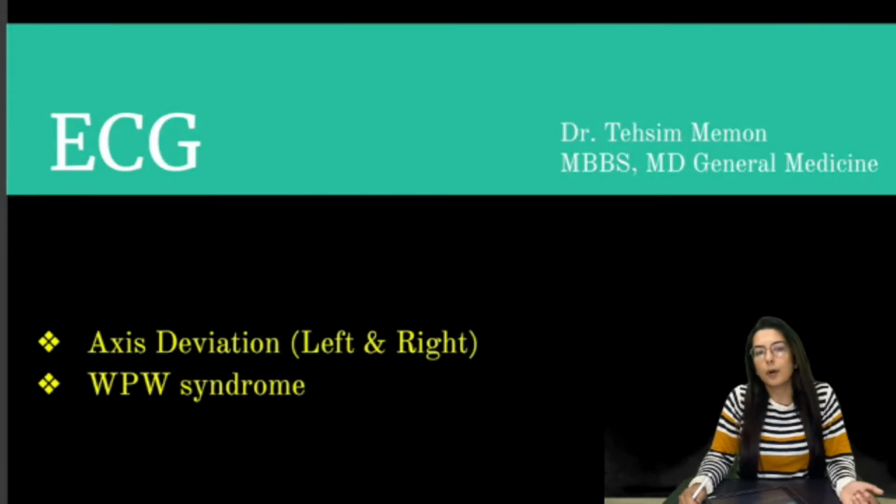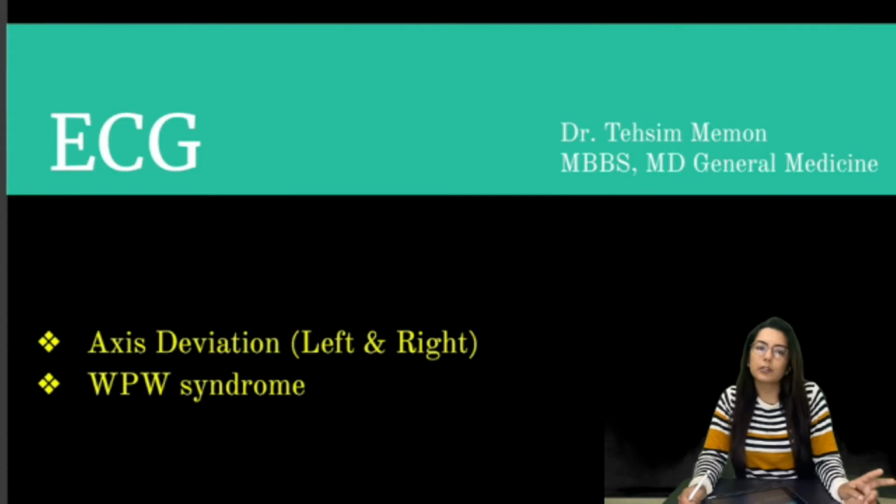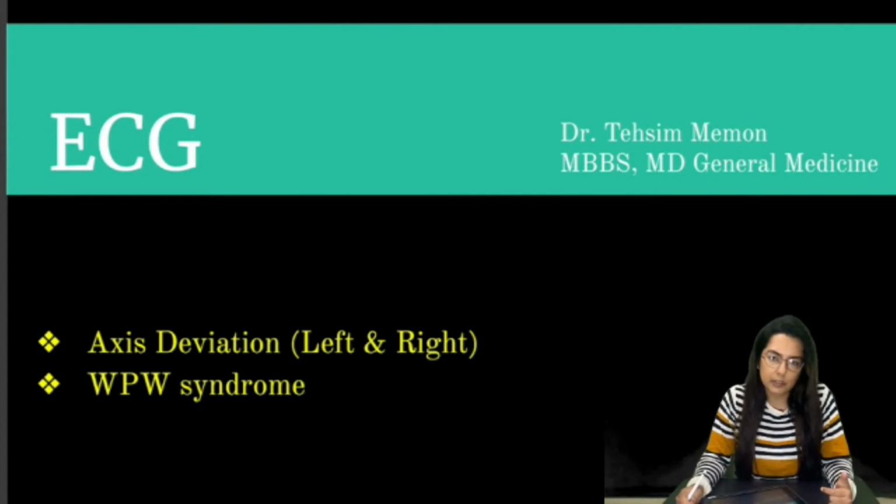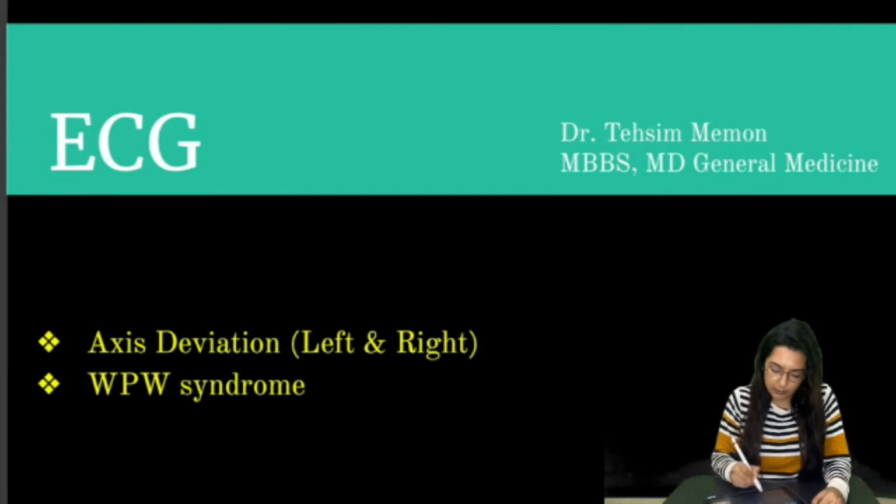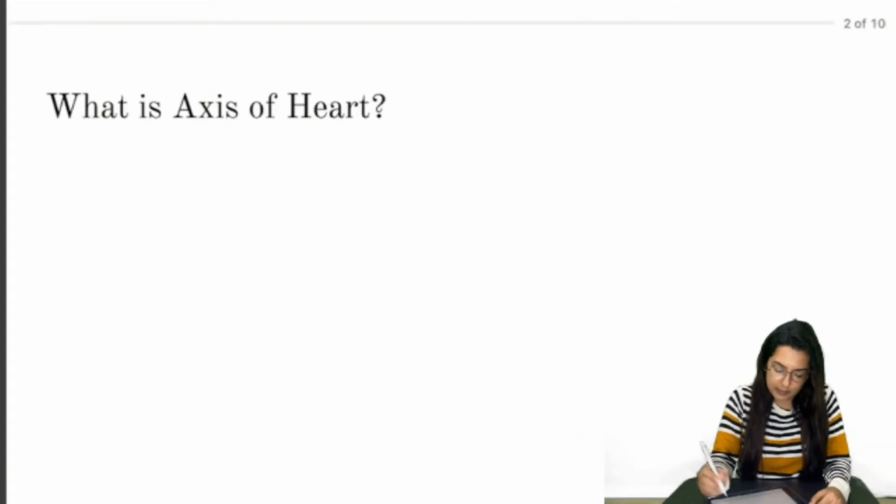Hello everyone, welcome back. So today we are going to continue ECG. In that, today we are going to discuss two things: axis deviations, that is left and right axis deviation, and WPW syndrome. Okay, so what is axis of the heart?